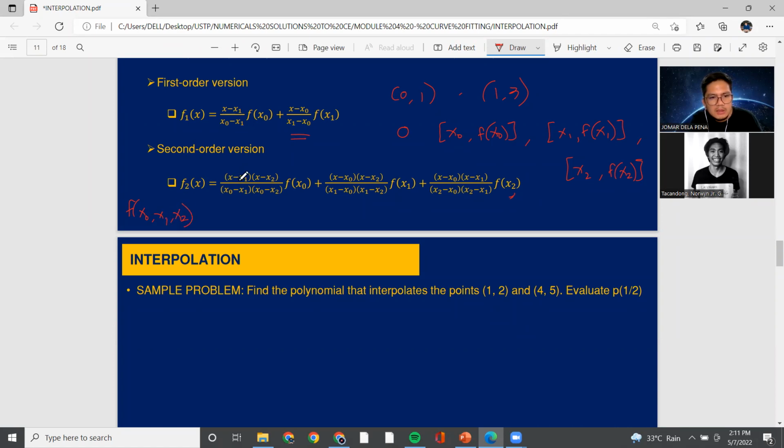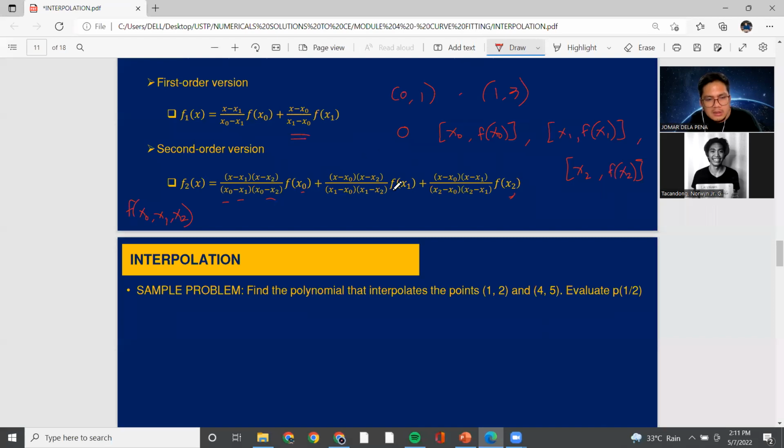So, what is missing here is x sub 0. Why is x sub 0 missing? Because if we use x sub 0 here, x sub 0 minus x sub 0 will be 0. So, x sub 0 is missing here. Then, for the denominator, what is missing at the top, x sub 0, is used in the denominator. x sub 0 minus x sub 1 times x sub 0 minus x sub 2. Then times the function of x sub 0.